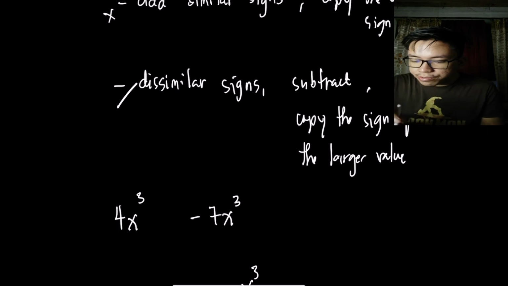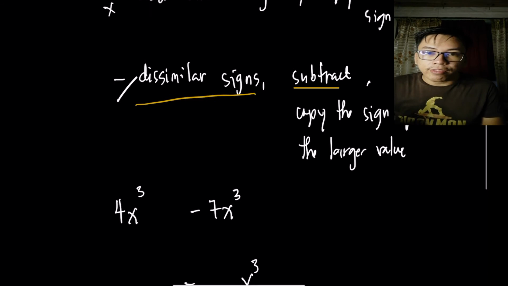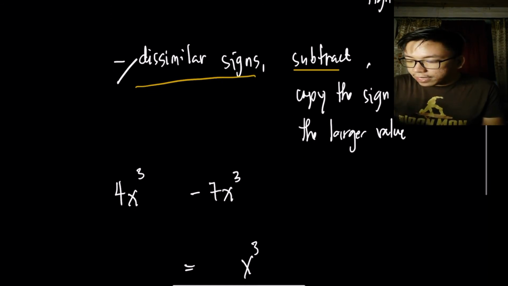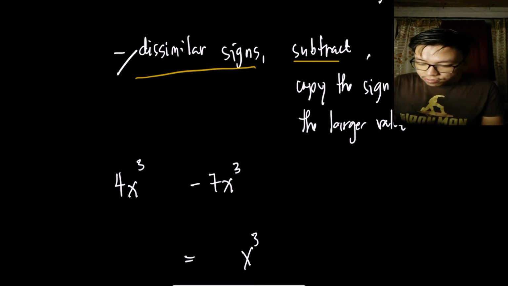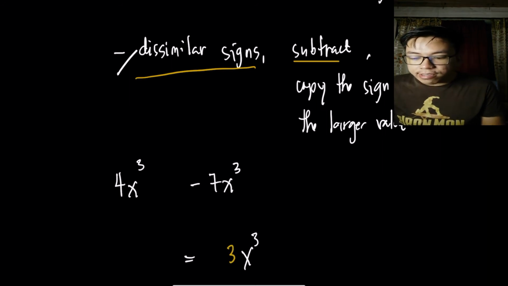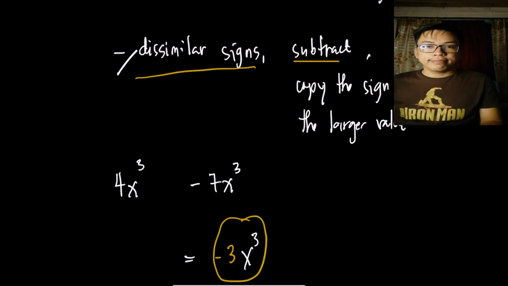So, different signs means you subtract. I'm going to subtract 4 and 7. I'm going to get 3. Then copy the sign of the larger value. So which is larger, 7 or 4? In this case, 7 is larger. What's the sign of 7? It's negative. So I'm going to copy 3 because that's the difference when I subtract 7 and 4. And then I'm going to copy the sign of the larger, which is negative. So this is my answer. That's it. Okay, so let's provide further examples.